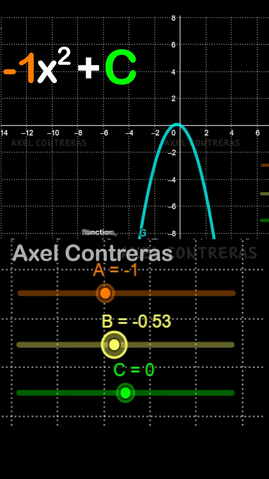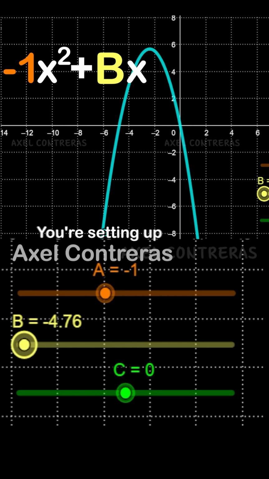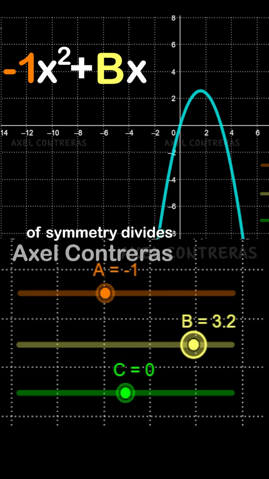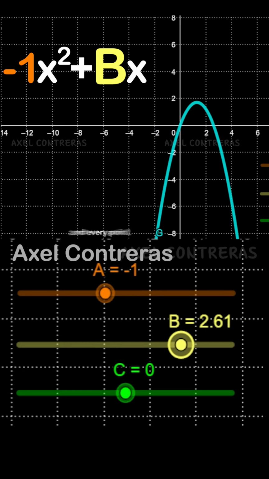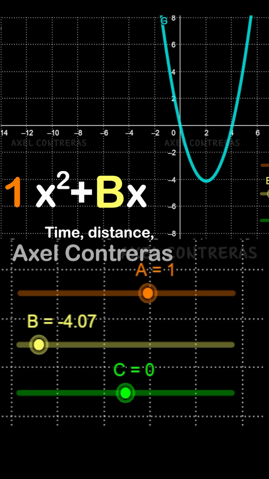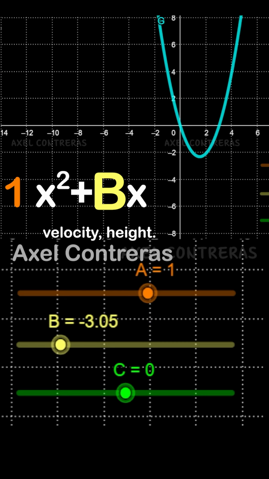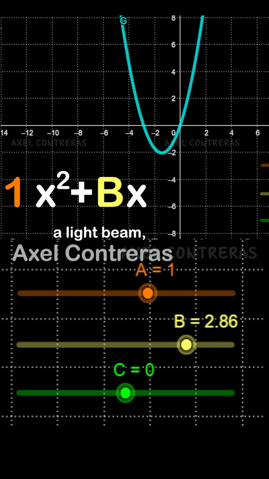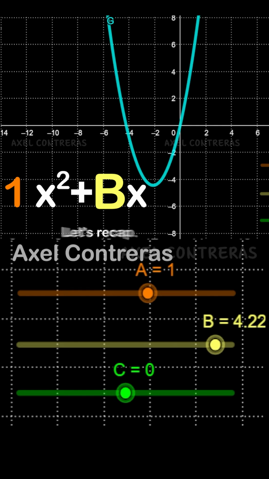When you graph a quadratic function, you're not just drawing a line, you're setting up a visual story. The vertex becomes the climax. The axis of symmetry divides the journey in two, and every point along the curve represents a real-world possibility: time, distance, velocity, height. Suddenly, a curve on paper becomes a flight path, a light beam, or the rise and fall of a jump. Let's recap.